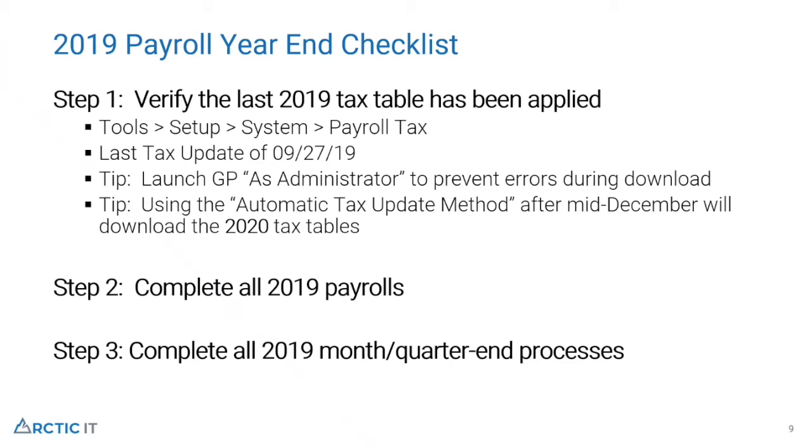So once your tax tables are done and verified, you're going to complete your 2019 payrolls and then all of your regular 2019 month-end, quarter-end processes. It's still a quarter end, even though it's also year end. So get through all of your regular routines first and close out those processes.